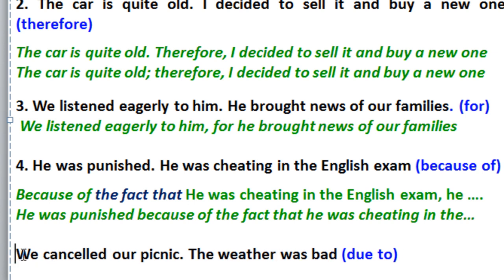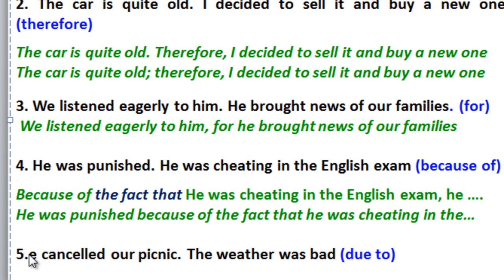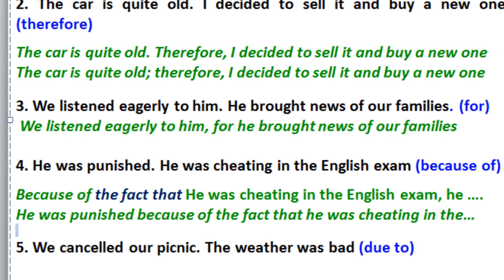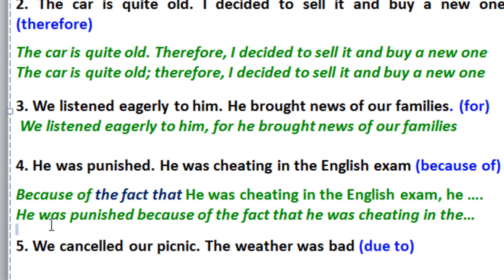Well, the last pair of sentences, we cancelled our picnic, the weather was bad. So the first clause expresses effect and the second expresses cause. Due to is an expression or a linking word of cause. Just like because of, it can be used to introduce a sentence, we can also use it in the middle of a sentence. The cause following due to must be a noun phrase, or the fact that plus sentence.